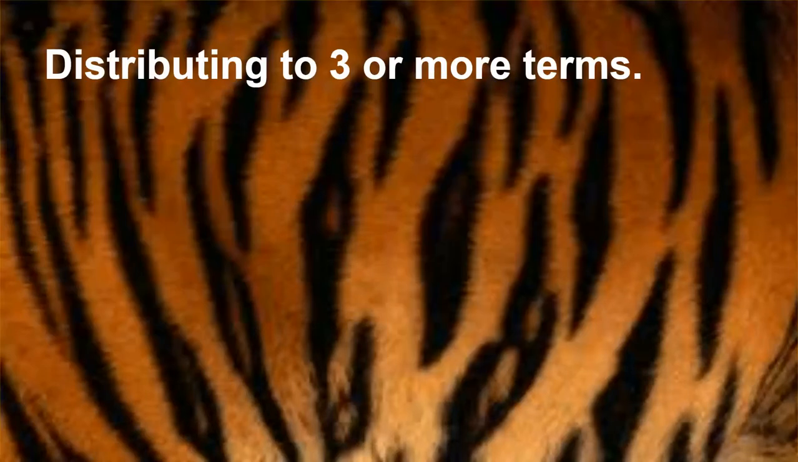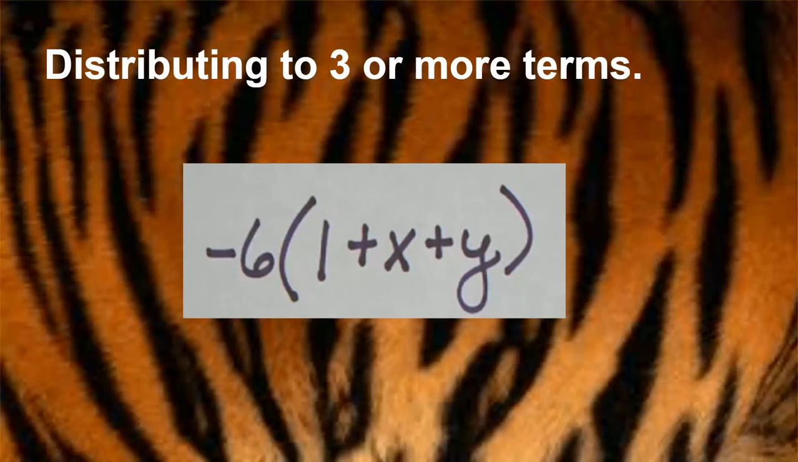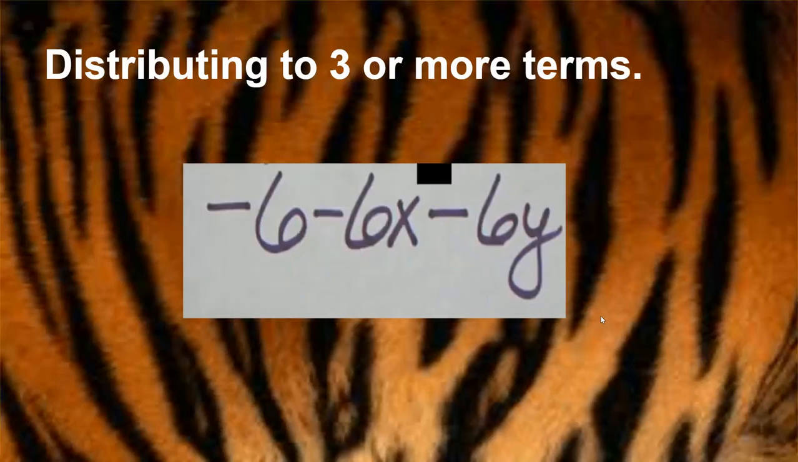What if you have 3 or more terms? Well, it's the same process, except the number on the outside is now distributed to everything on the inside, every single thing. So you take the negative 6, multiply it by the 1, by the x, and by the y. We get negative 6 minus 6x minus 6y.